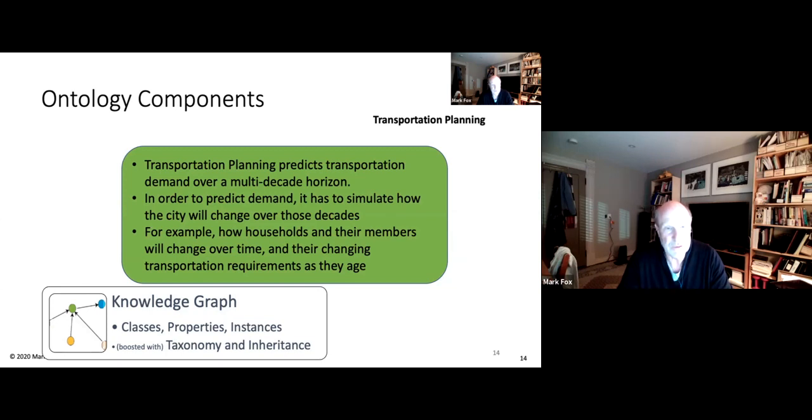In other words, they have to simulate how the city will change over those decades, how families will come together, people will get married, have children, children will leave home, start new households, people will be born, they will die, et cetera, et cetera. And so they have to have a model of how these households, how these people change over time, so that they can then determine what the trip requirements are going to be of those changing households.